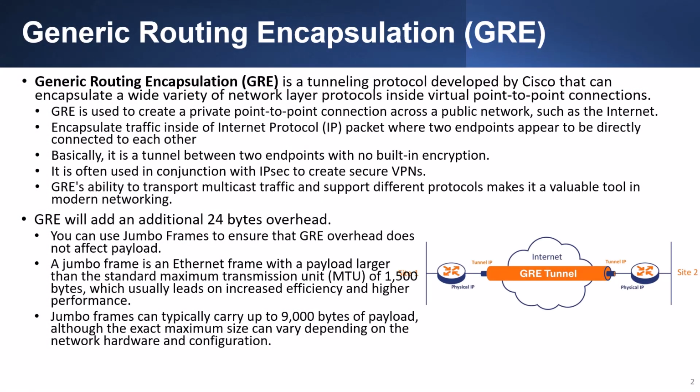Generic Routing Encapsulation, or GRE, is a tunneling protocol developed by Cisco that can encapsulate a wide variety of network layer protocols inside virtual point-to-point connections. GRE is used to create a private point-to-point connection across a public network such as the Internet. It encapsulates traffic inside of the Internet protocol packet where two endpoints appear to be directly connected to each other. Basically, it's a tunnel between two endpoints with no built-in encryption.